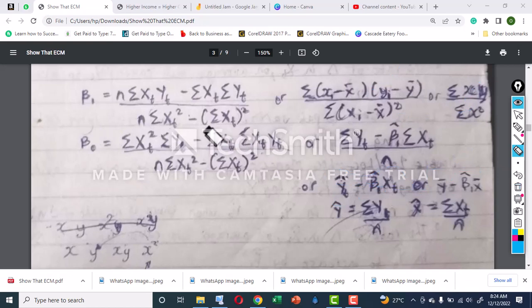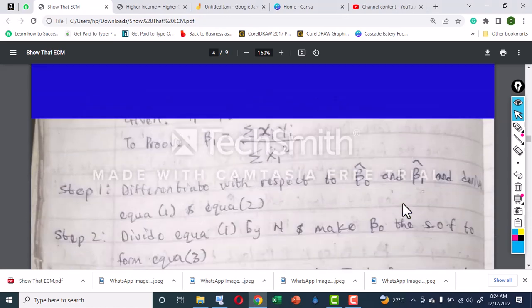This for beta 1 stops here, and downwards is for beta 0. You can use any of the formulas in your questions, in your solution. But how to prove it is what we are looking at here. So we have proved the first two. Let's now go to the ones that I said we are proving now.